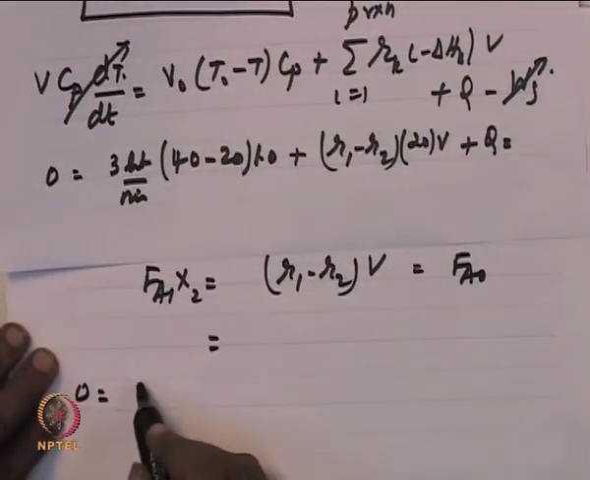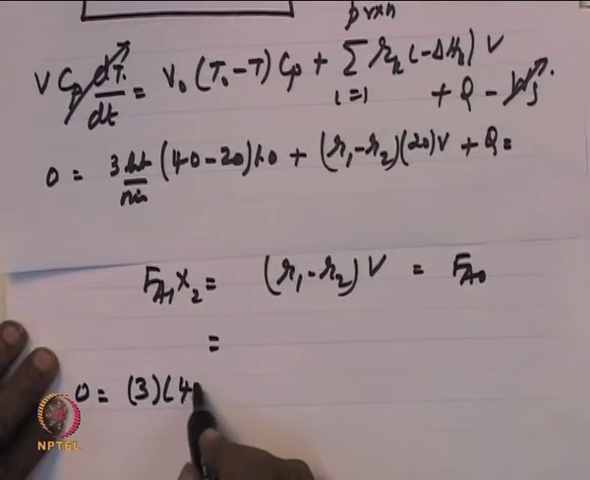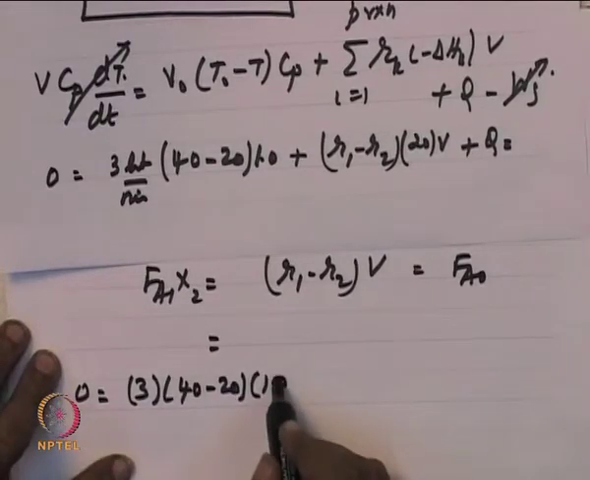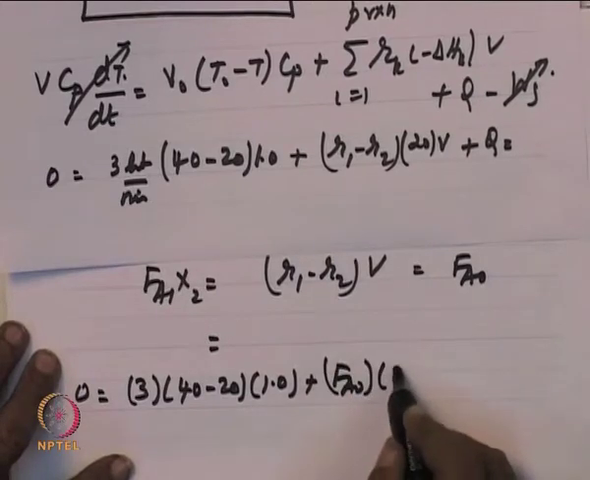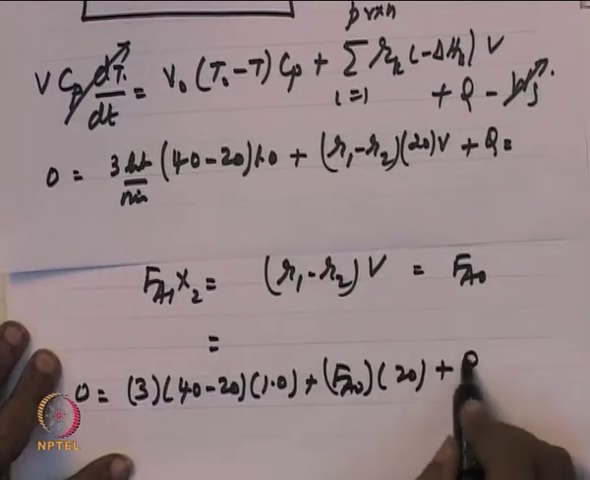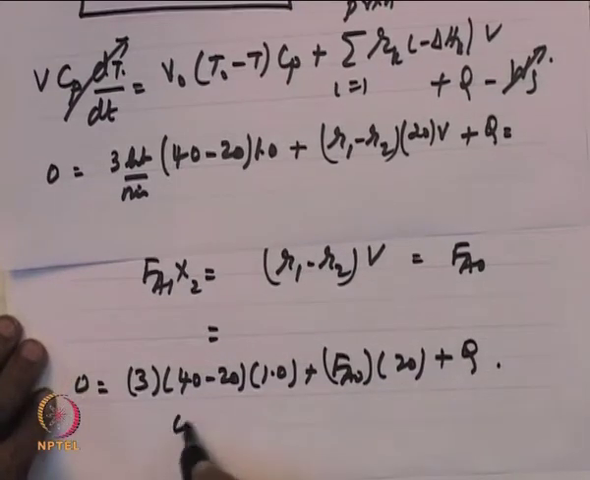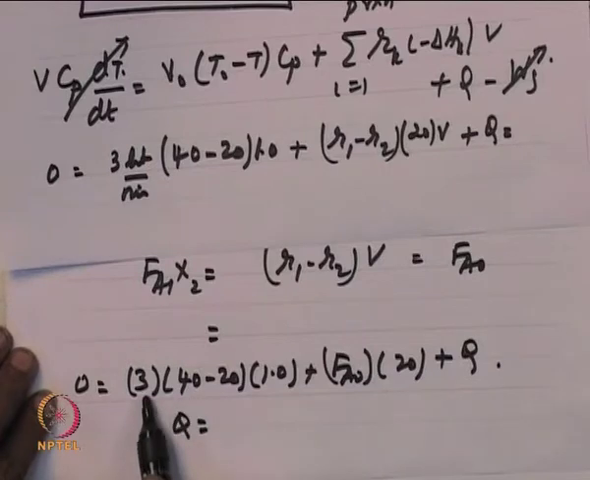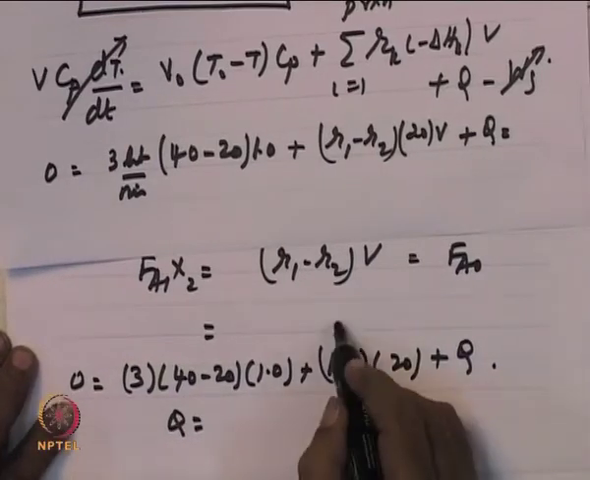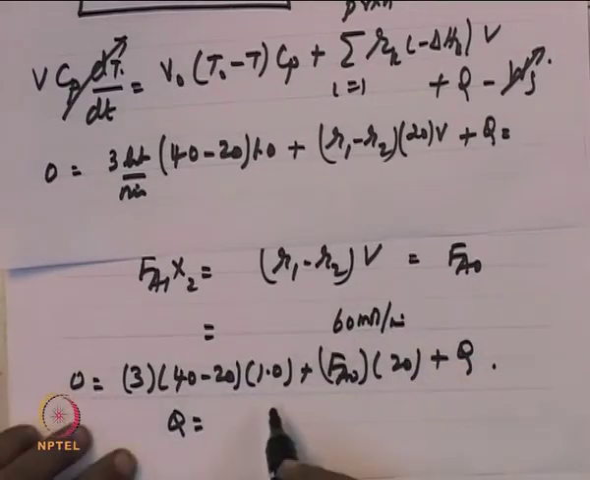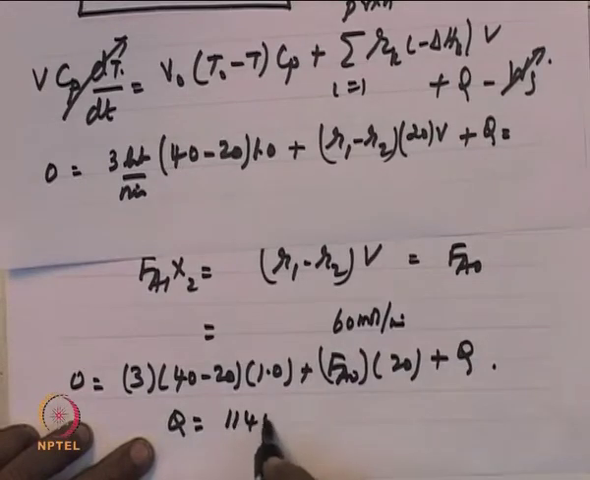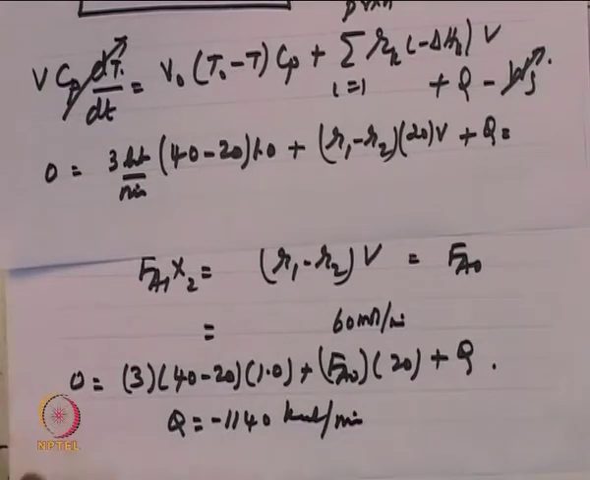Therefore, we get 0 equal to 3 multiplied by 40 minus 20 times specific heat plus FA1, which is basically FA0, multiplied by 20, okay, plus Q. Therefore, we calculate Q equal to 20, 60, and FA is 60 moles per minute. So it is 1200, roughly the answer is about 1140 with a minus sign, kilocal per minute. Is that okay? Minus sign means you have to remove heat.